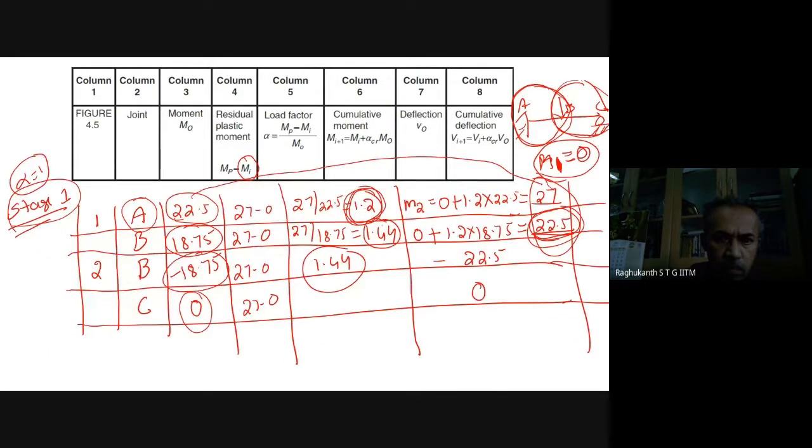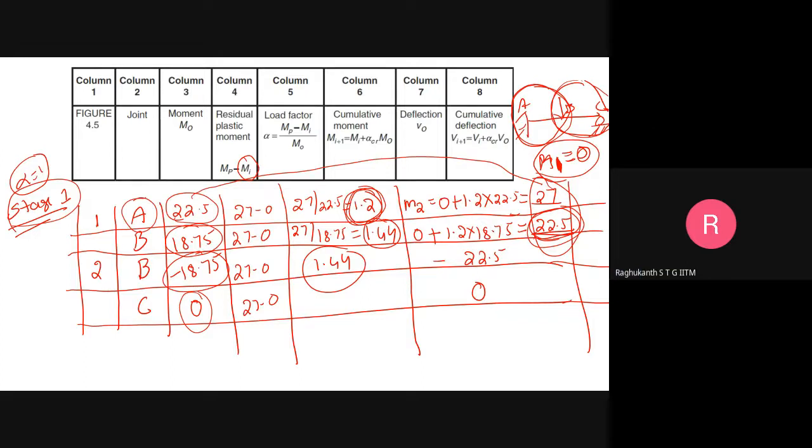So here, 1.2, 1.44 or whatever. This was the lowest load factor, 1.2 or whatever we have got. So you take this and scale everything to 1.2. Now after this, the next step: the hinge has already formed at one point. We don't know whether the hinge is going to happen at A or B or C, so automatically the calculation will tell you.